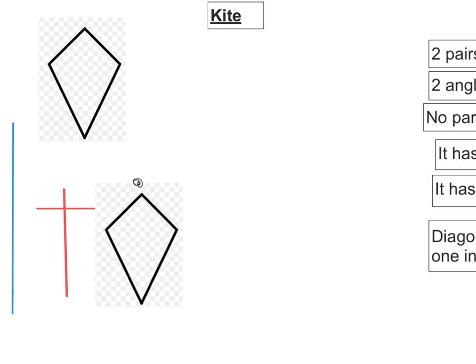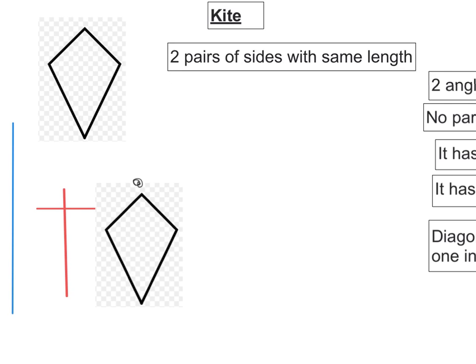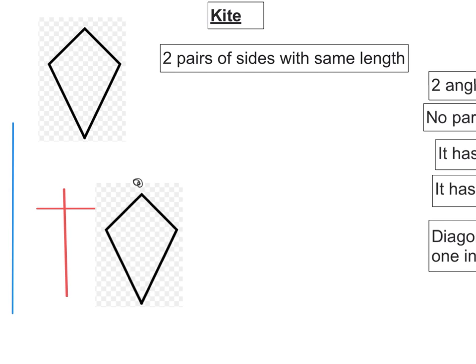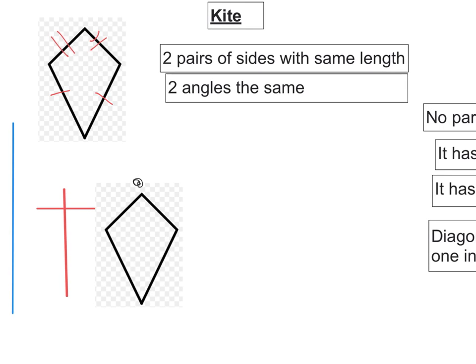In this video we're going to look at the properties of a kite. So the first property is it has two pairs of sides with equal length. These two are the same and these two are the same. It has two angles that are the same and they are the ones opposite. These two here are the same. These are different.